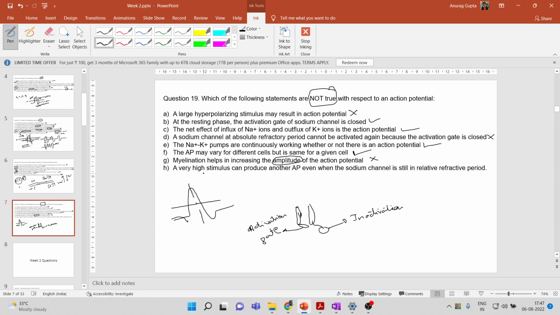A very high stimulus can produce another action potential even when the sodium channel is still in relative refractory period. Yes, a high amount of stimulus can produce an action potential even when the membrane is in the relative refractory period state. That is a true statement. So finally, which of the statements are not true? G is not true. Then A is not true, and D is not true. So the answer is A, D, and G.